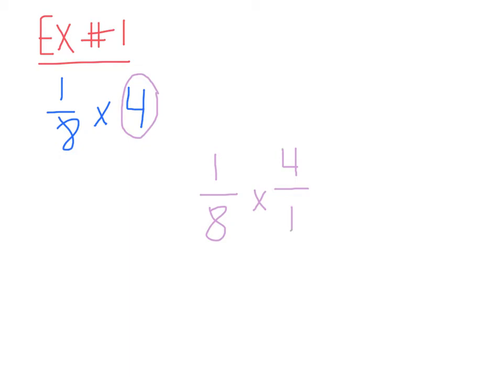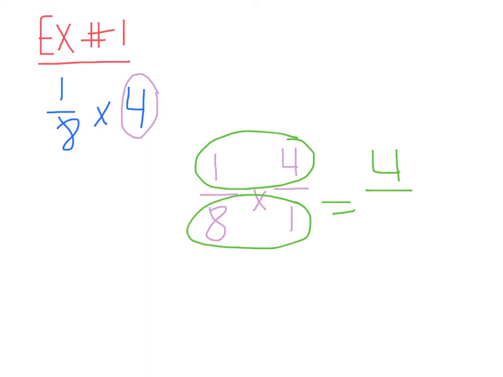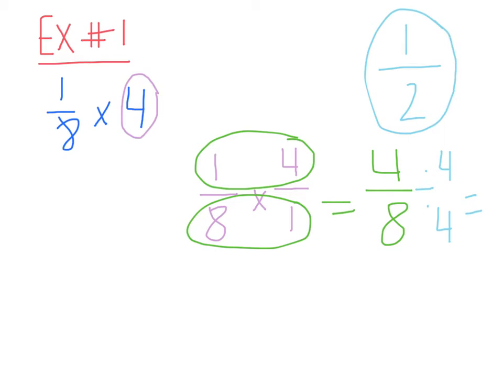And now, when I multiply fractions, I just multiply straight across. So I do 1 times 4 is 4, and 8 times 1 is 8. I do not have to have common denominators when I'm multiplying. So I get 4/8. But 4/8 can be reduced. So let's go ahead and do that. I know 4 and 8 can both be divided by 4. 4 divided by 4 is 1, and 8 divided by 4 is 2. So 1/2 is my answer.